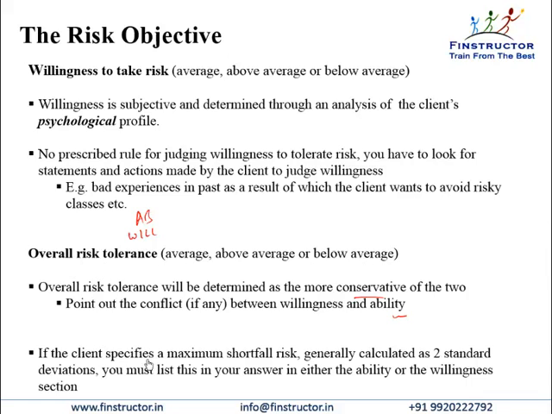In some instances, client may specify a maximum shortfall risk. So a client may specifically mention that standard deviation can't be more than this, or 2 standard deviations cannot be more than 30%. If the client has mentioned something like this specifically, very rare, but if he has, then you can also include this one line in your risk tolerance section that client has mentioned he doesn't want risk more than 30%.